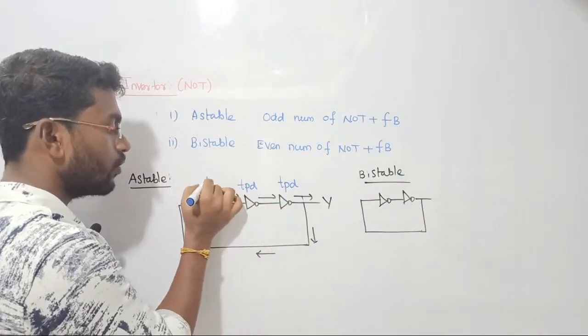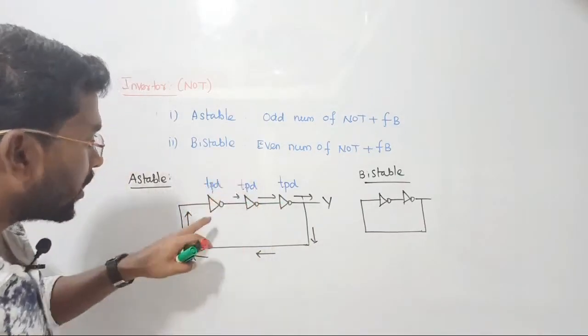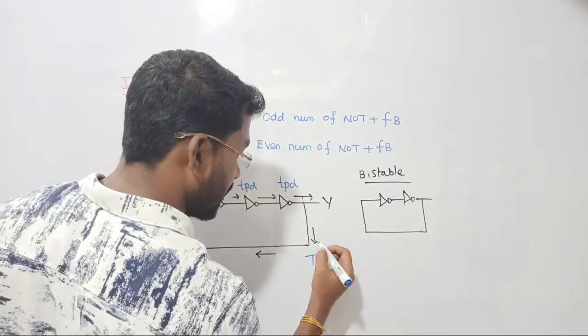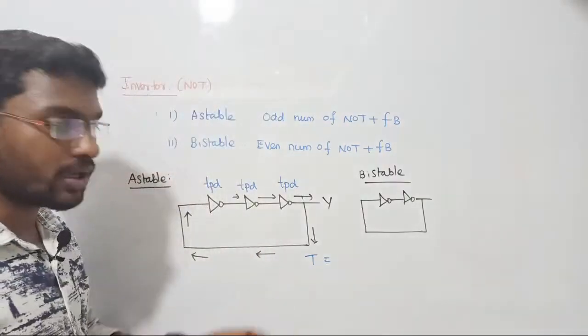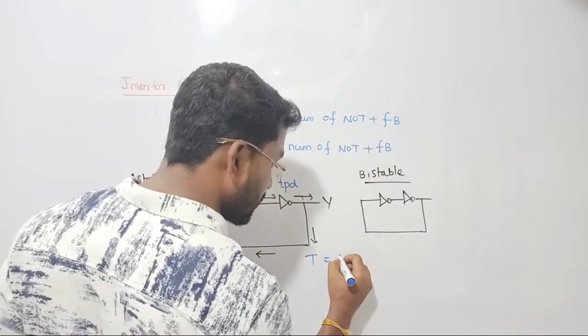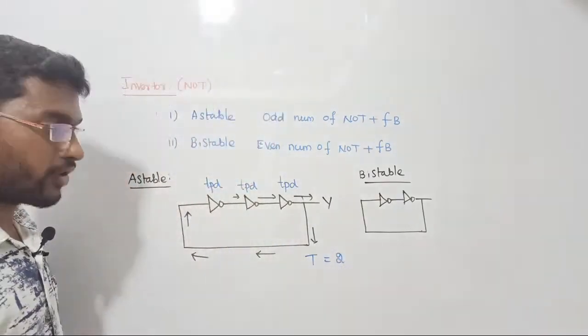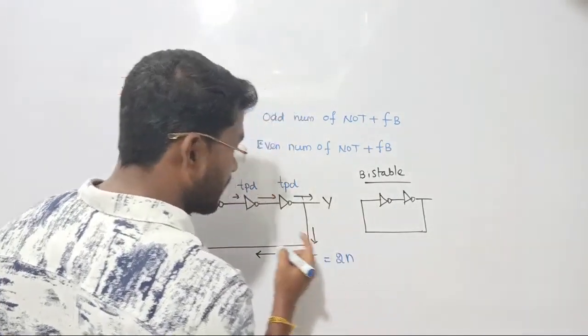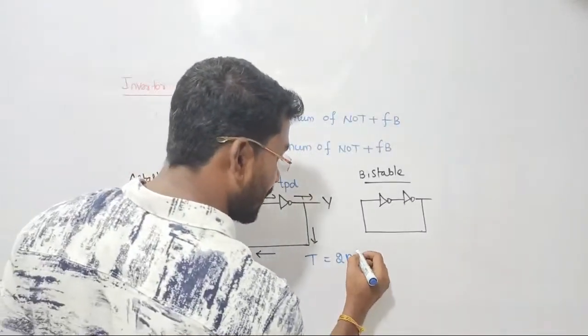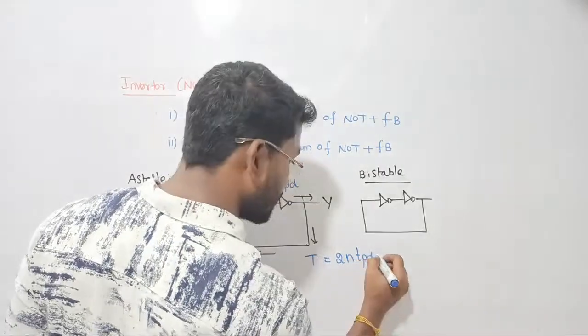How many gates are there? 3 gates, right. So the total delay, that is the total clock time of the circuit, we should consider twice the number of gates, since that is one complete cycle. So I am taking 2 into n into TPD. Just remember the formula, that's enough.